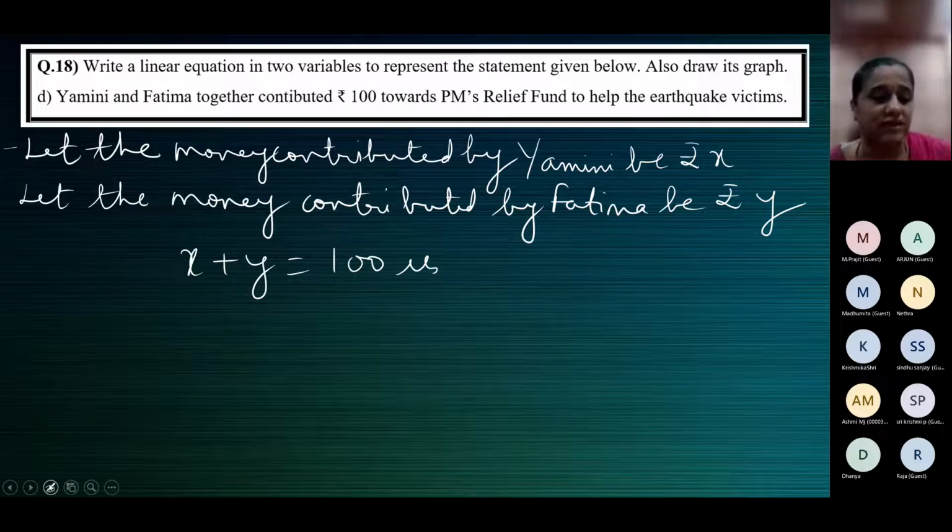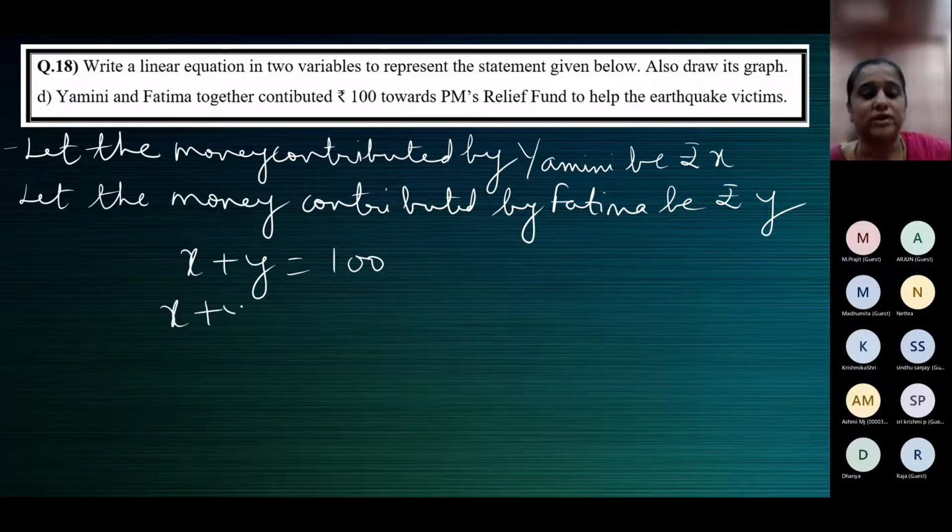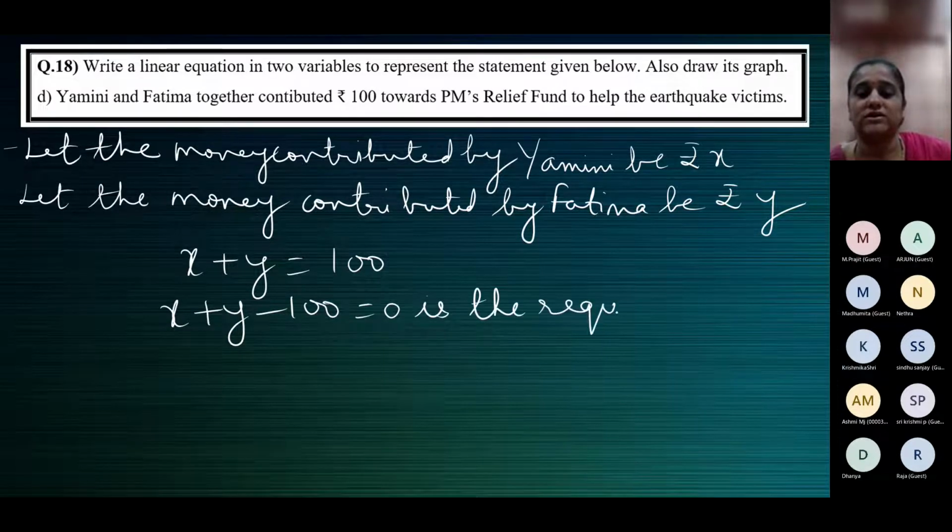In the standard form, let's write it. X plus Y is equal to 100, or X plus Y minus 100 is equal to 0 is the required equation. Please write down, children, is the required equation.